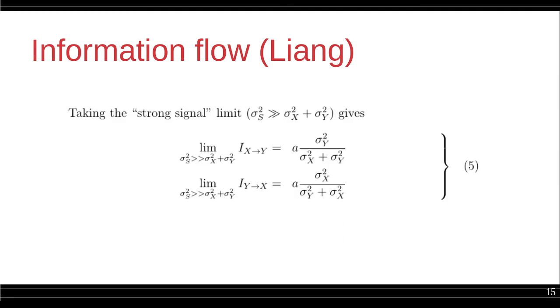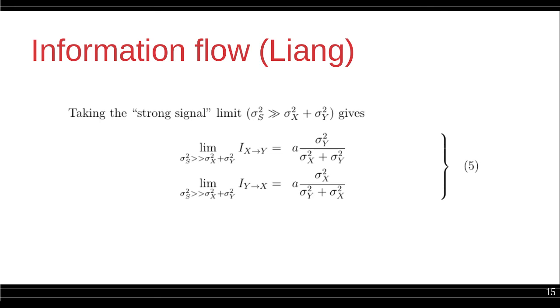Next, let us apply these coefficients to the Liang expression for information flow. We are interested in the limit where the signal is much stronger than the noise. The information flow is then proportional to the autocorrelation or smoothness. We see from equations 5 that if the X dataset has little noise, so that sigma X is small compared to sigma Y, we see that the information flow from X to Y is equal to the autocorrelation, while the flow the opposite way is 0.